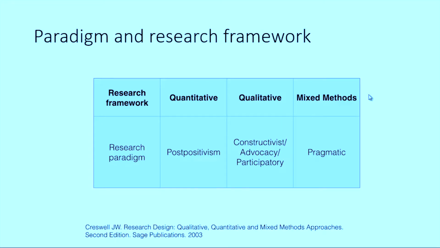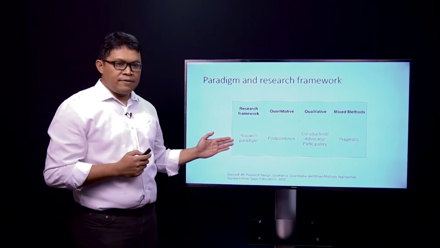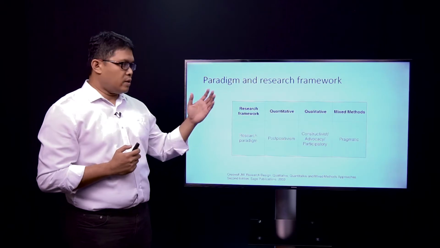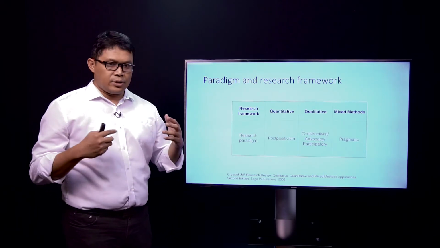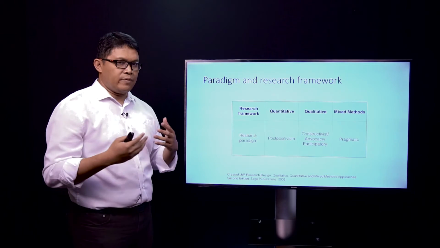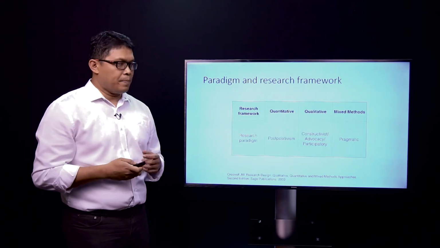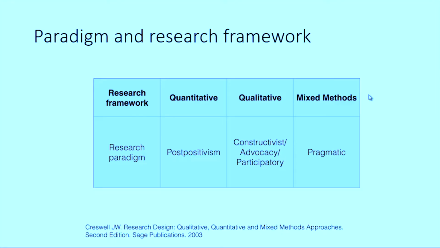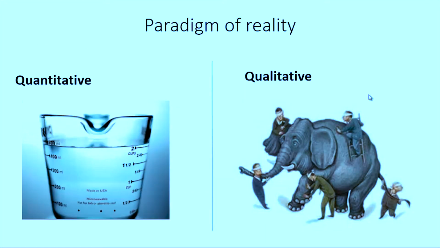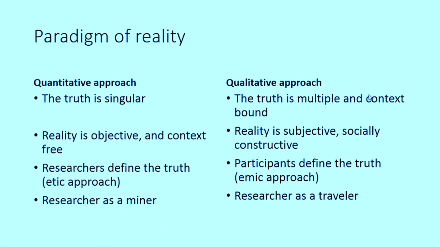to construct the reality. The difference in research paradigm between quantitative and qualitative study also influences the way we see reality and the way we conduct the study. For example, in terms of paradigm of reality, quantitative design sees that reality is singular and context-free, while in qualitative study, the truth is multiple and context-bound, and the reality is subjective and socially constructed.